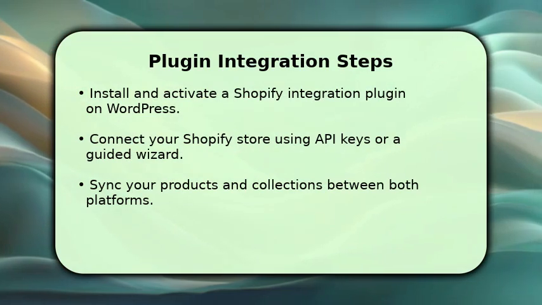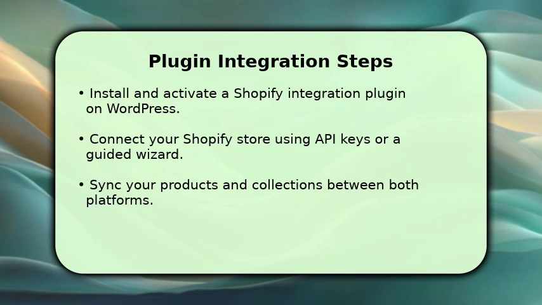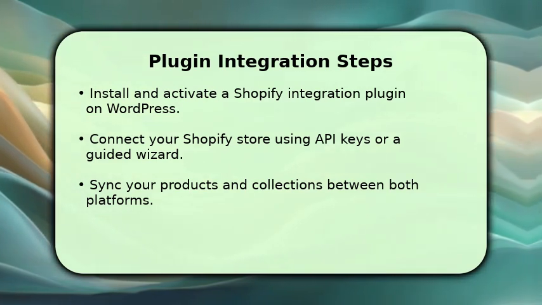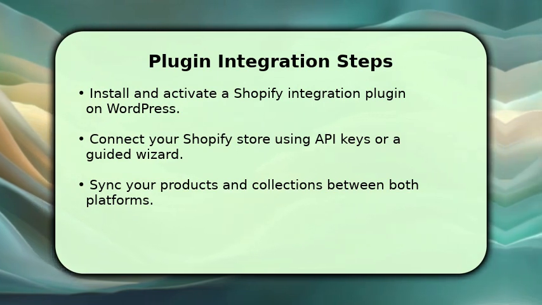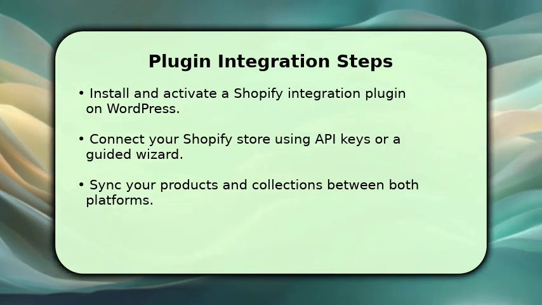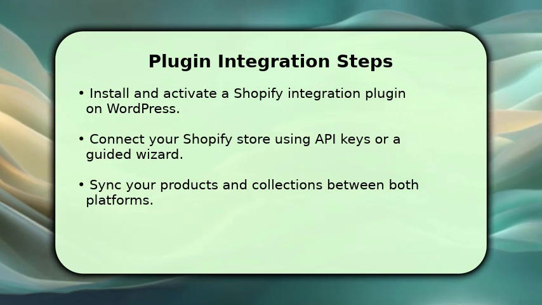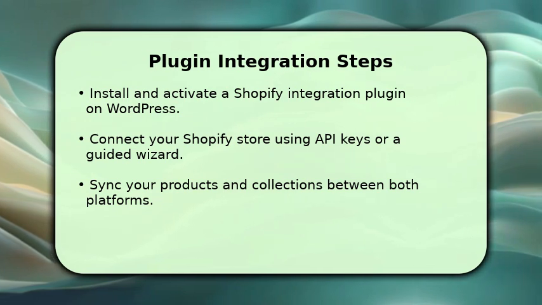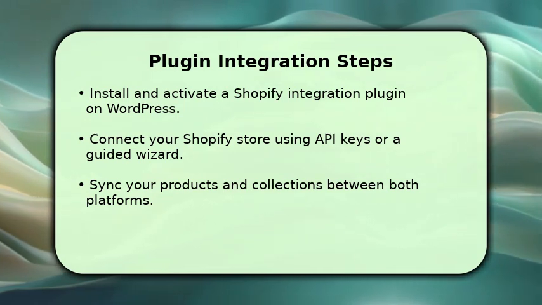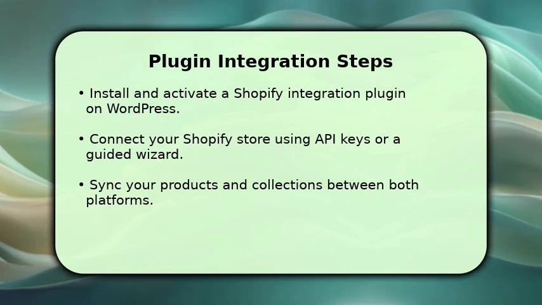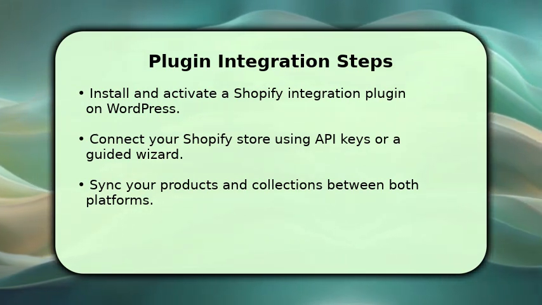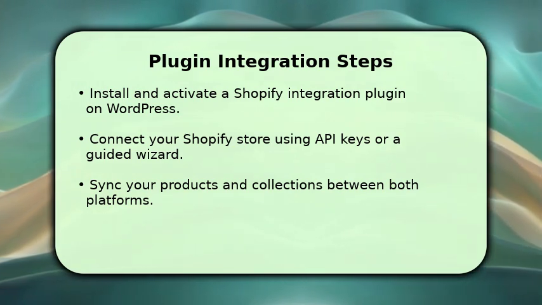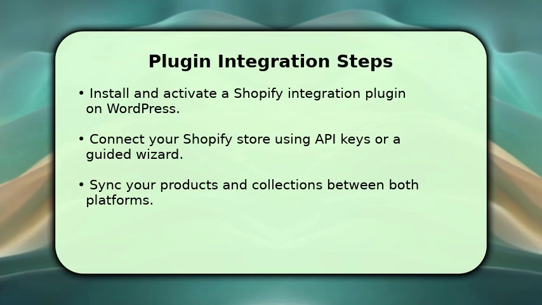Let's walk through connecting using a plugin. First, install and activate a suitable Shopify integration plugin from your WordPress dashboard. Next, you will connect your Shopify store, often by entering API keys found in your Shopify settings or following a simple connection wizard. After successful connection, sync your products and collections to ensure all information is updated across both platforms. Finally, customize how products appear and manage checkout settings directly within your WordPress site.